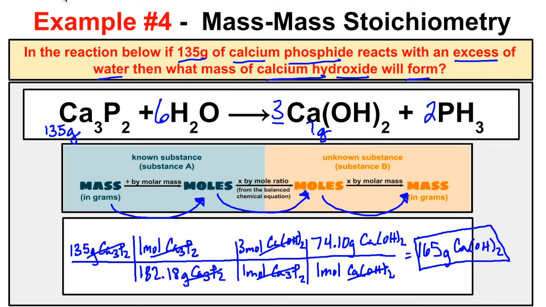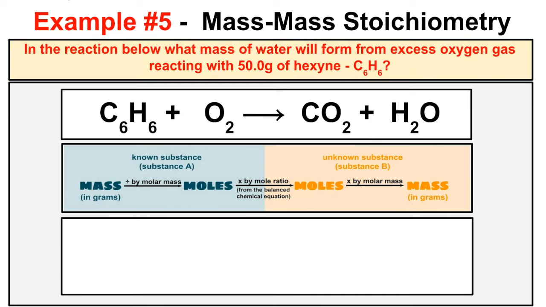Let's take a look at one more, people. This last example, it says in the reaction below, what mass of water? So we are asked to figure out the mass of water that will form from an excess amount of oxygen gas reacting with 50.0 grams of hexane. So we've got 50.0 grams of this stuff right here, and what we want to figure out is the mass of water that will be produced.